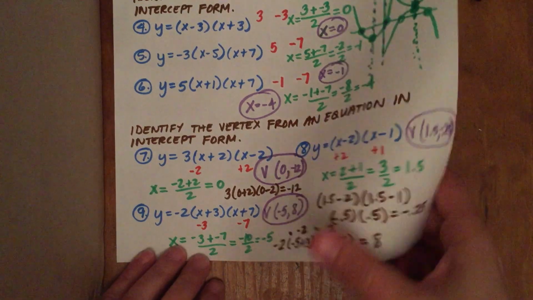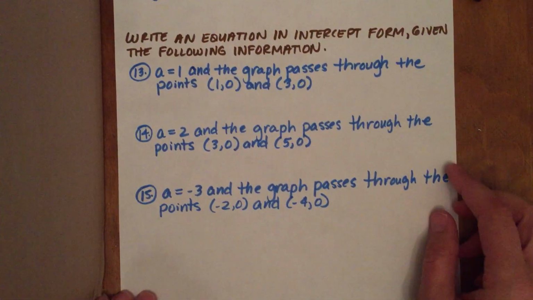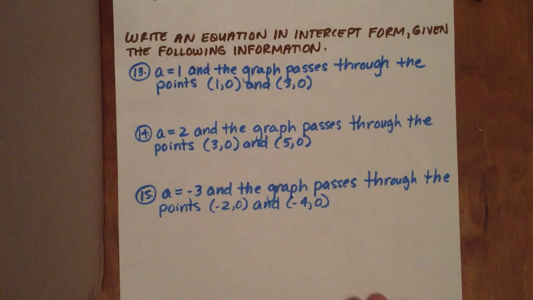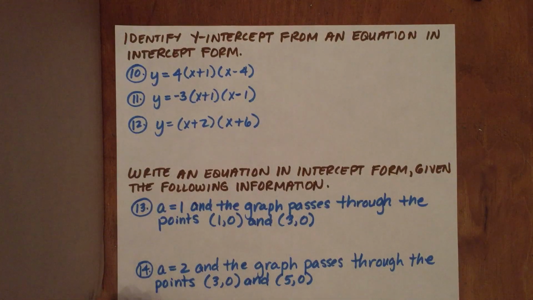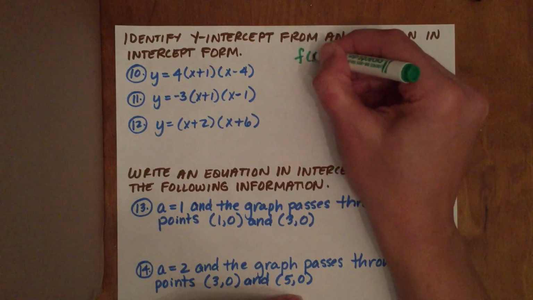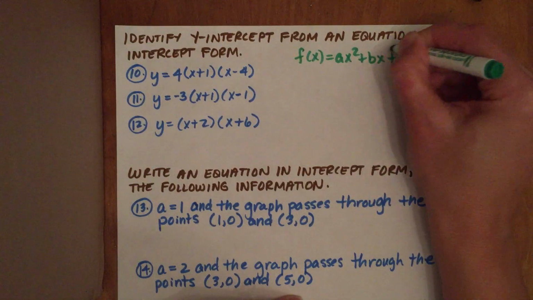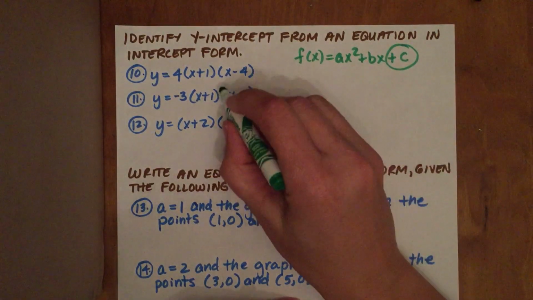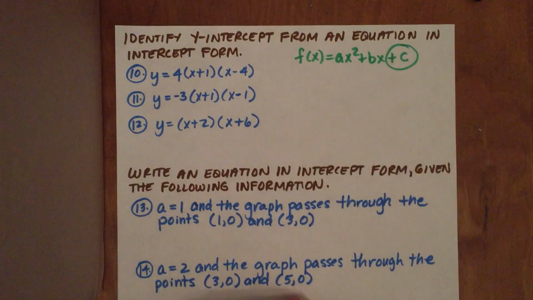So let's look at one more thing that has to do with intercept form. We're going to identify the y-intercept from intercept form. And the way we do this is very simple. The y-intercept is what you get when you multiply the equation out. So if I had standard form here, which is ax squared plus bx plus c, remember my y-intercept is my c value. But I'm not in standard form. So what's the shortcut to actually find out what this c value would be? And it's actually pretty simple.